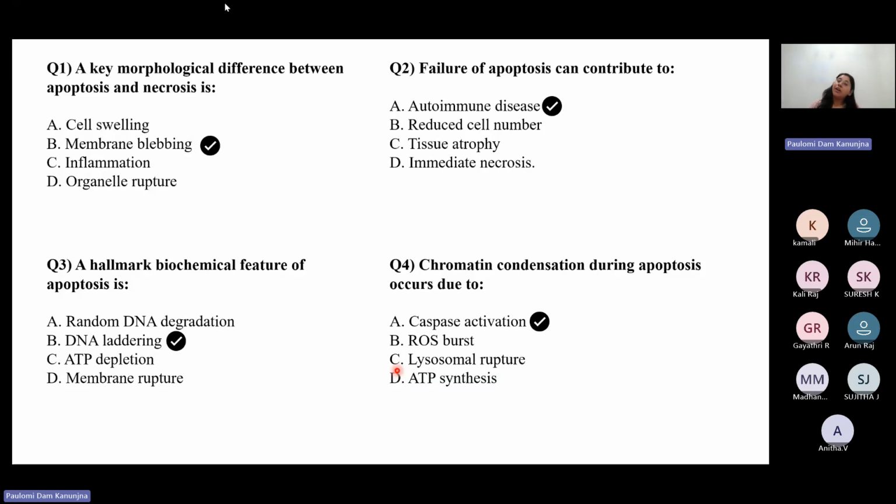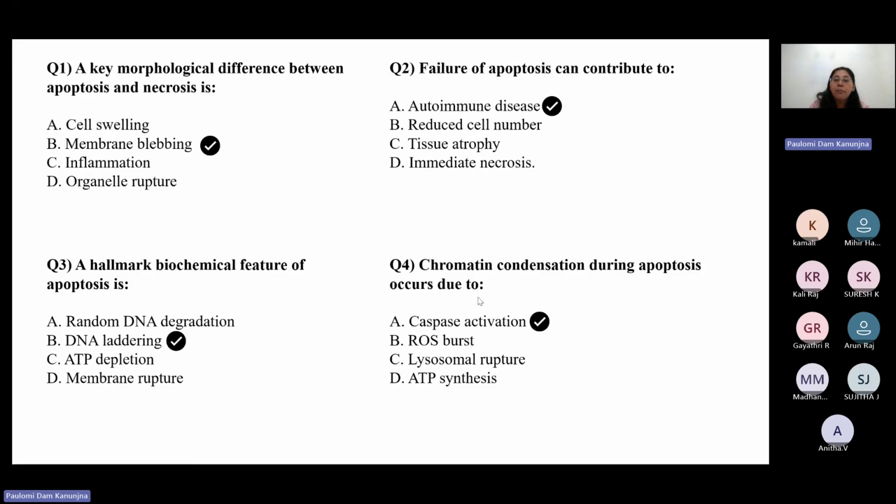Inflammation is a process by which swelling takes place. So if you have to really write, you need to write that in the place of necrosis, there will be swelling. Because you're looking for morphological difference, that's why the answer here will be membrane blebbing. I hope that's clear, and why the answer here will be morphological features. Like why for morphological feature we are adding blebbing. Second one says failure. If you have any doubt, please do let me know. I will definitely try to clear it up.